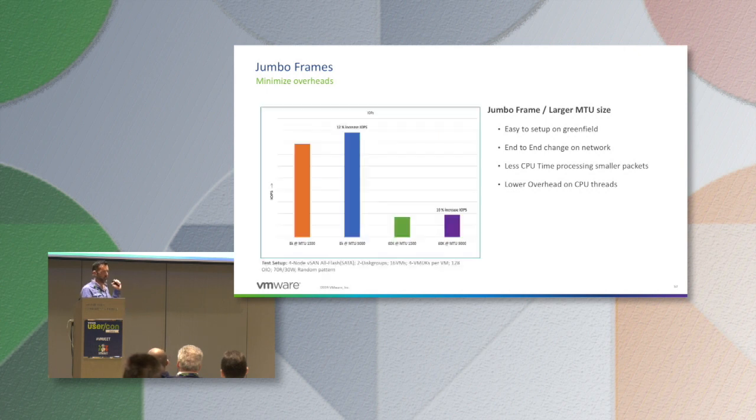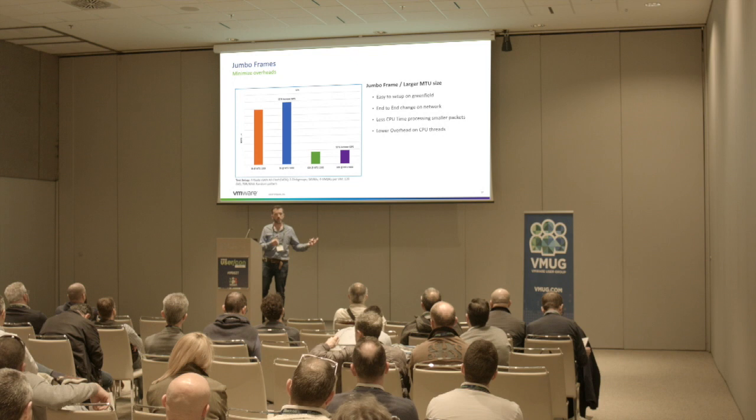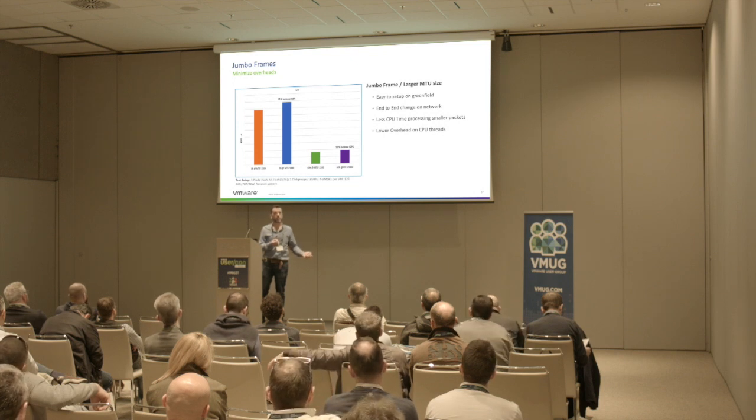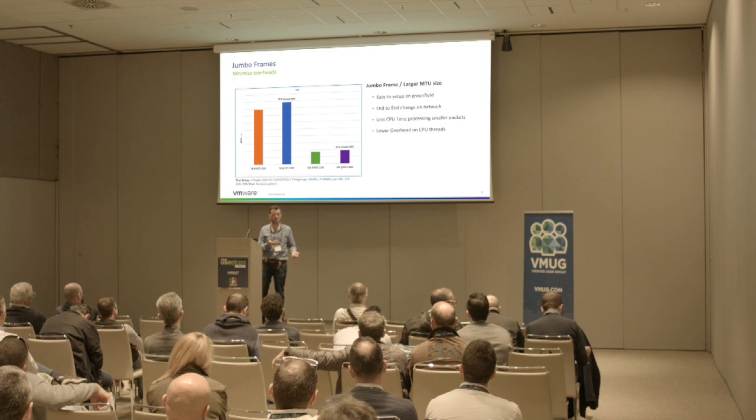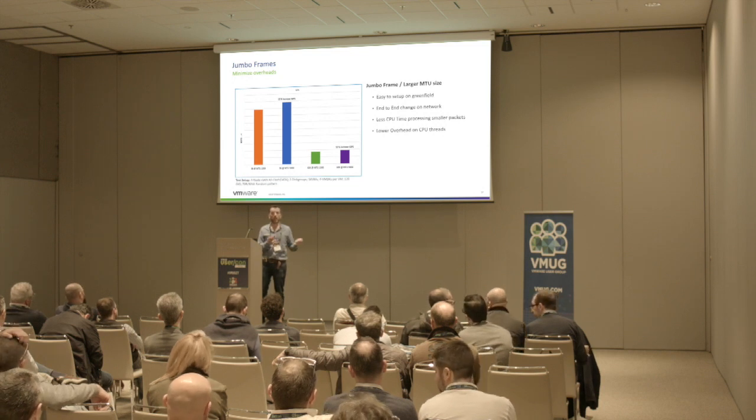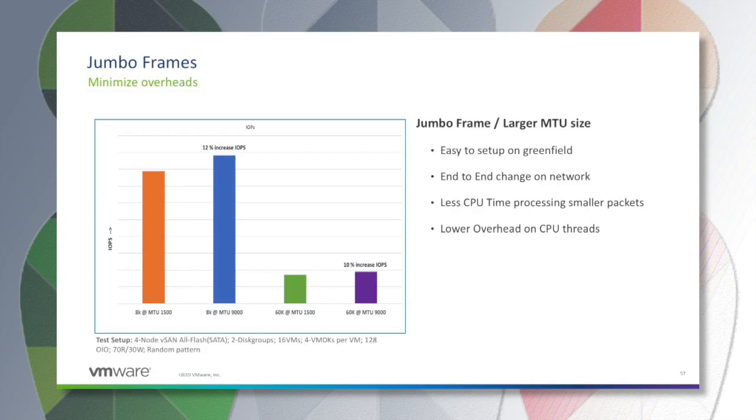Okay, these are stats from my lab. Again, I've got a low-end lab in my environment, so it's 4 Dell nodes, all SATA devices, 10 gig networking, with 2 uplinks per node. I did four tests. I did a small 8K block size with the default 1500 MTU, and then I set 9000 MTU. I got about a 12% increase. I did the same with large block, so I did 60K, and again saw roughly a 10 to 12% increase in IOPS.